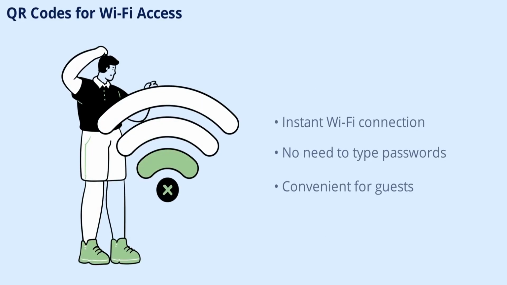Sharing Wi-Fi passwords can be a hassle, but QR codes make it easy. Many routers now let you generate a QR code that stores your Wi-Fi credentials. Guests simply scan the code with their phone to connect instantly, no typing required. This feature is especially handy in cafes, hotels, and offices where visitors need quick access to the internet.